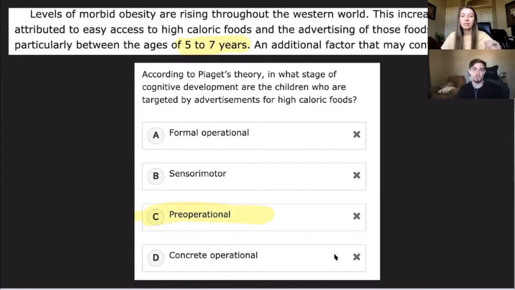This is how you see Piaget tested pretty much all the time. Would you agree, John? Yes. Some variation of this. They're going to give a clue in the passage, and like Maggie said, it's not going to be obvious. The passage is not going to be about Piaget's theories. They're just going to give something subtle like this.